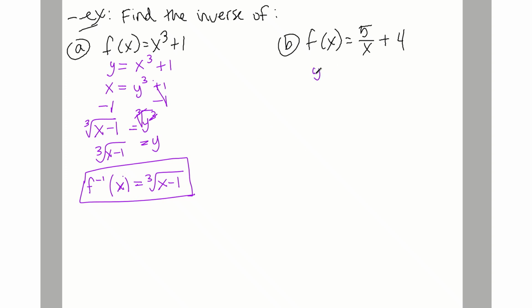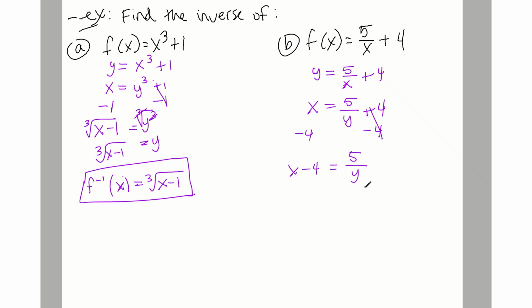This is going to be y equals 5 over x plus 4, and we're going to swap out our variables. So x equals 5 over y plus 4, and then now we'll just move this 4 to the other side. Our goal is to isolate y, right? So I'm going to do minus 4 here, and minus 4 here, and that's going to leave me with 5 over y, which is equal to x minus 4.